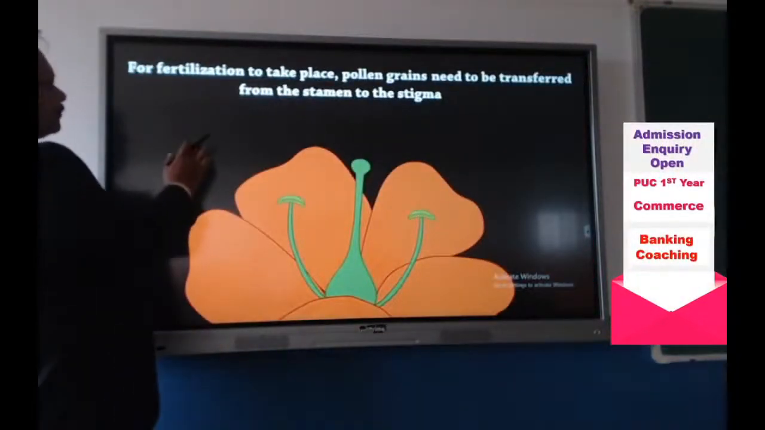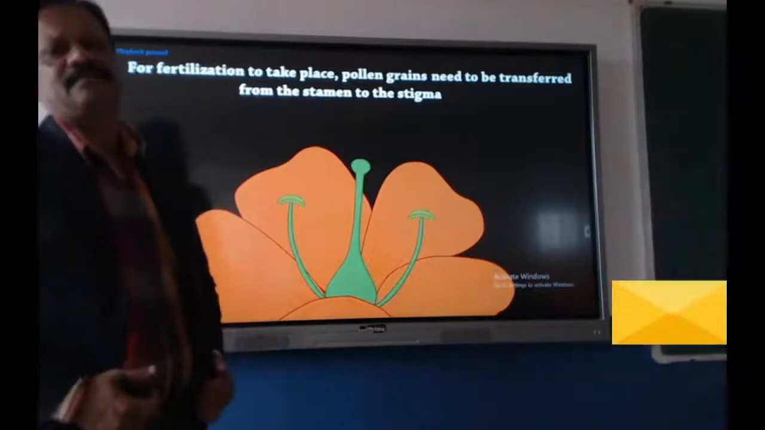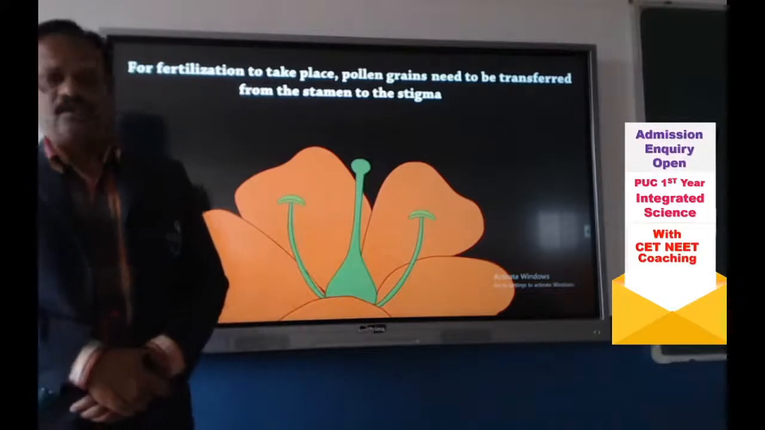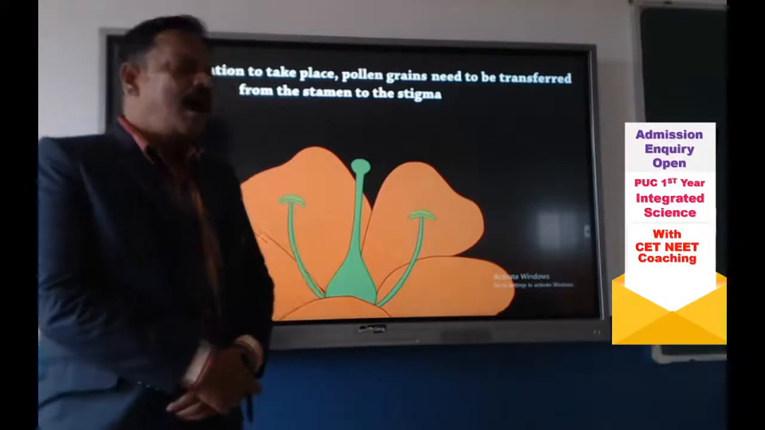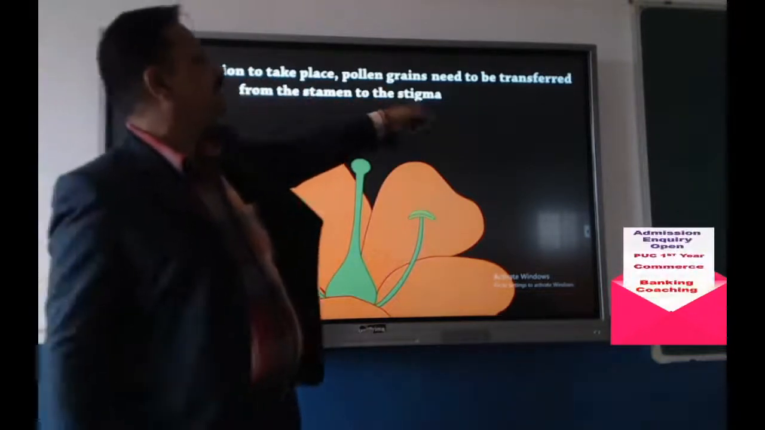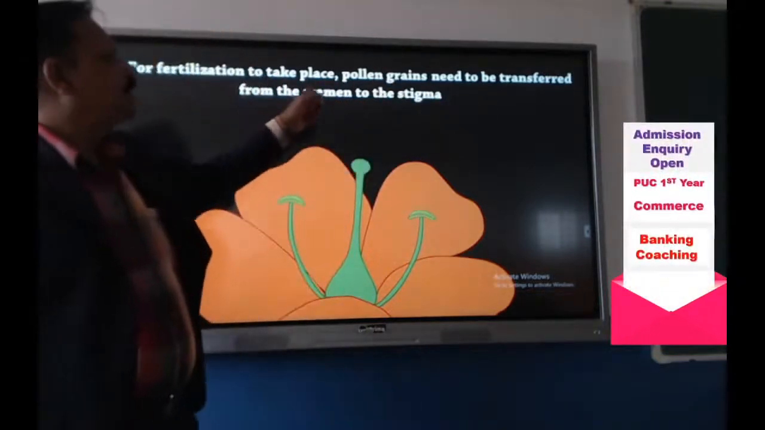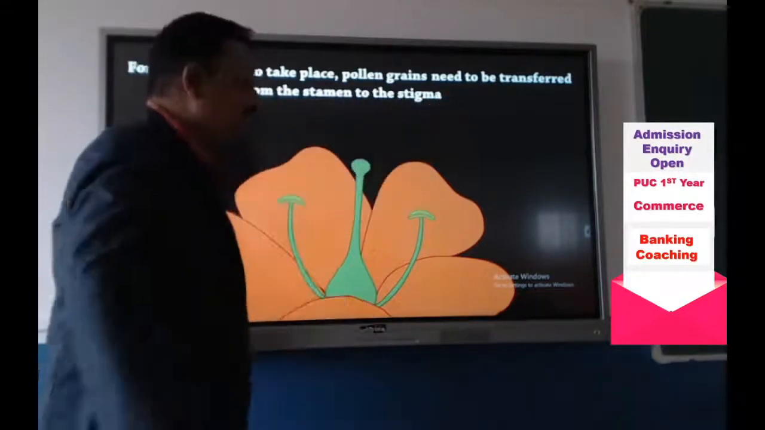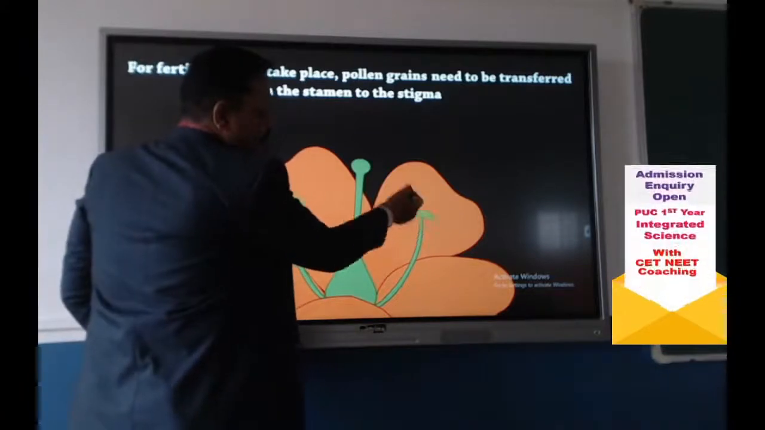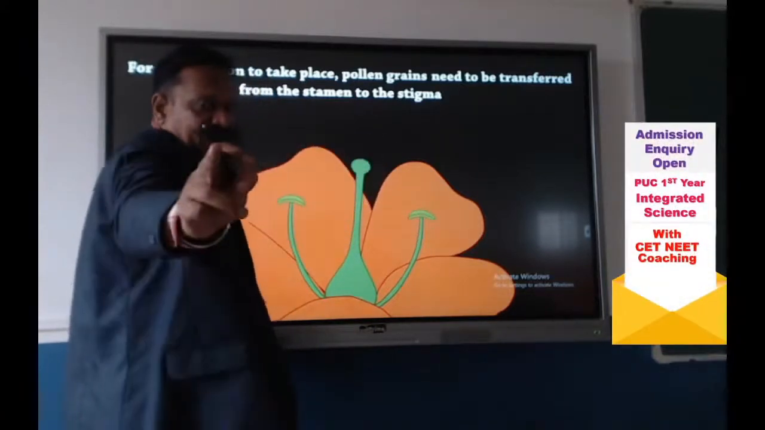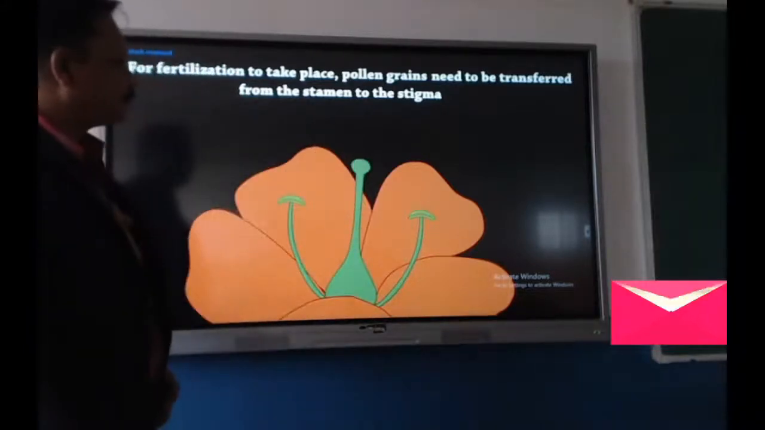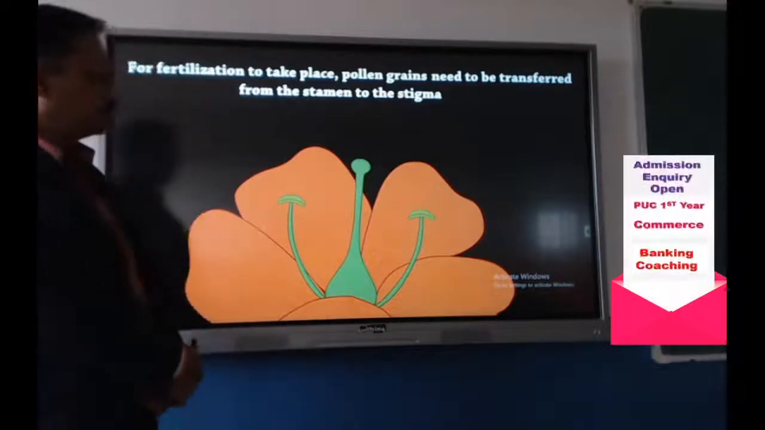Now the process comes, which we call fertilization. So, how is fertilization taking place? For fertilization to take place, pollen grains need to be transferred from the stamen to the stigma. Now these pollen grains have to travel from the stamens to the stigma. Then only is the fertilization process possible. Now see to it: pollen grains need to be transferred from the stamen to the stigma.